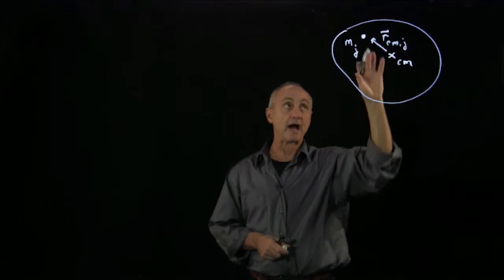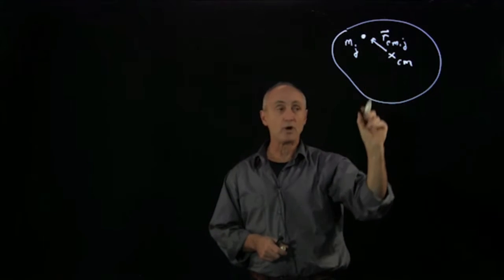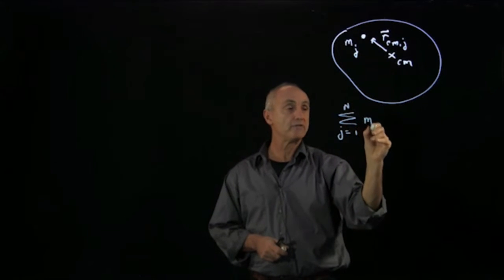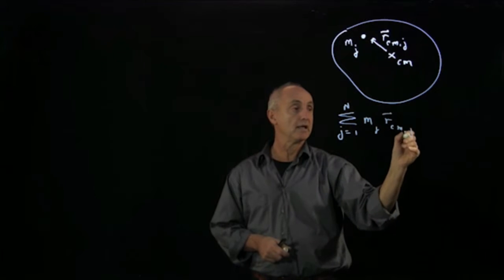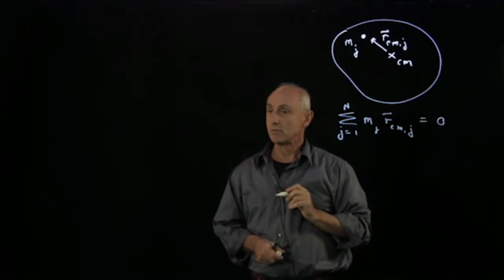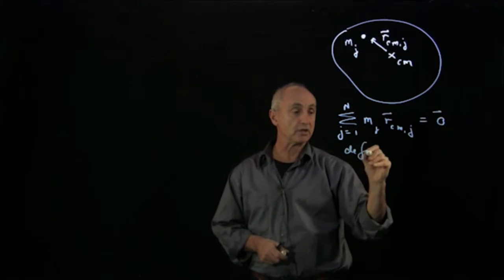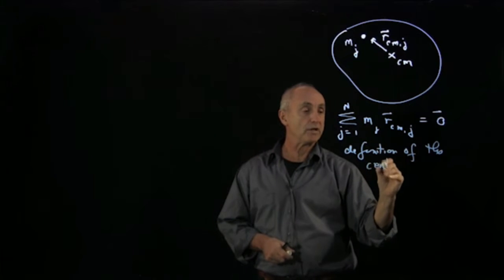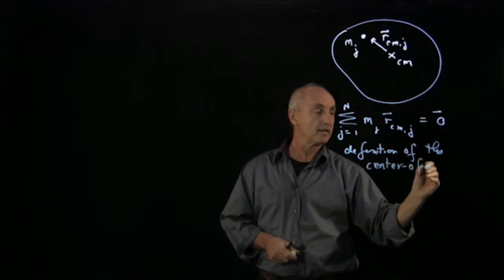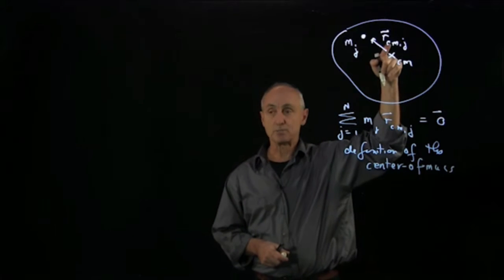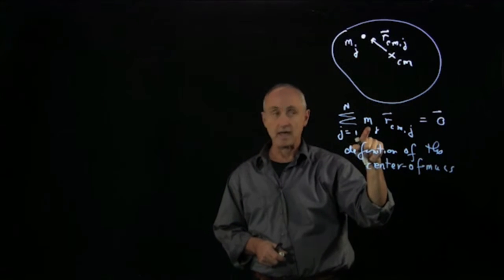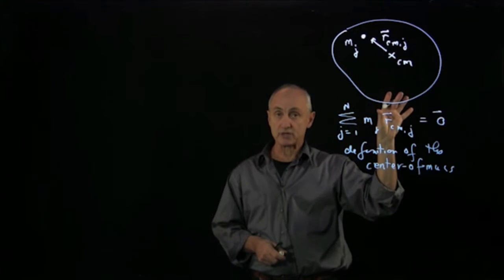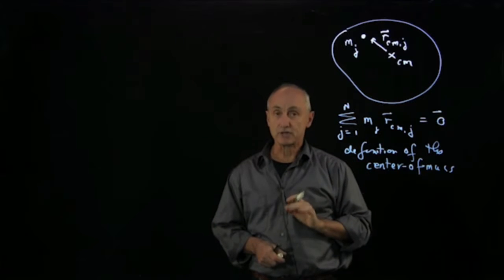Now, how we want to define this particular point is that when we make the sum from j equals 1 to N over every single point in this body, then that will be 0, and this will be the definition of the center of mass. That when you add up the position vector with respect to this point, weighted by the mass, and you add up all of those vectors, you'll get 0.